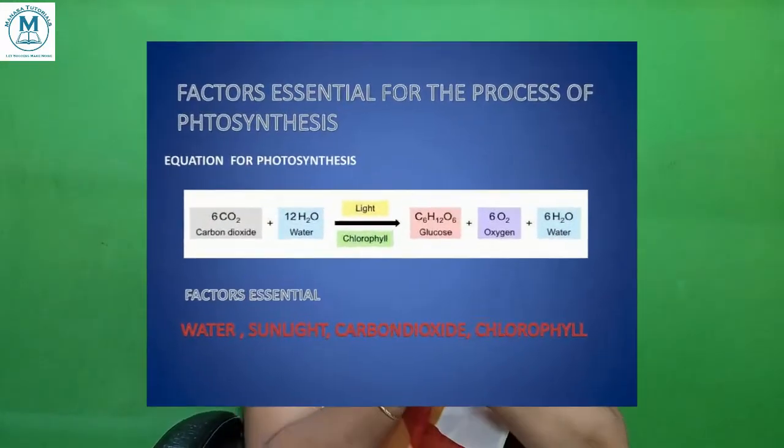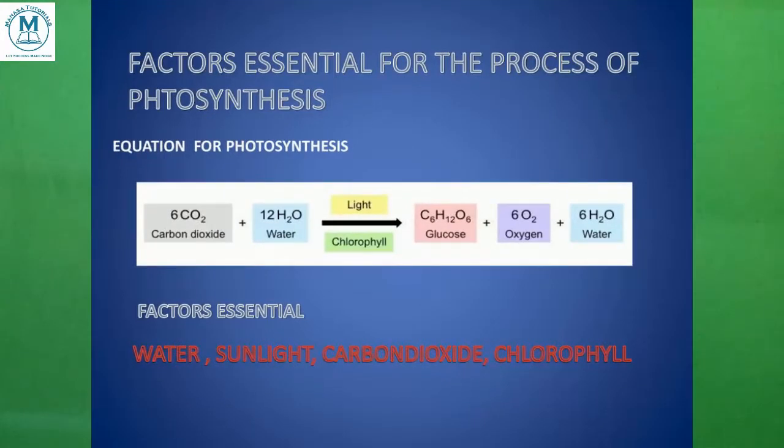So what are the different factors involved in the process of photosynthesis? Before going to that, what is the photosynthesis equation? 6 CO2 plus 12 H2O in the presence of light and chlorophyll will give C6H12O6, that is glucose, plus 6 molecules of oxygen and 6 molecules of water. Understood? So this is our equation for photosynthesis.